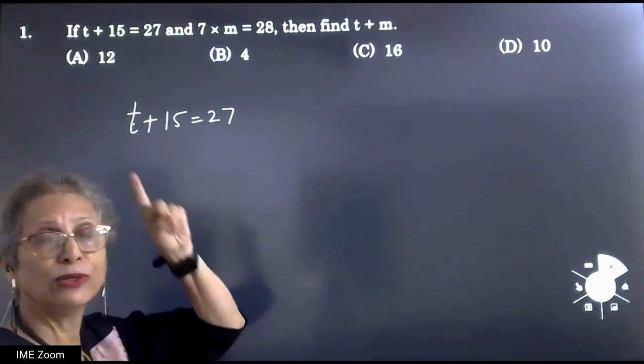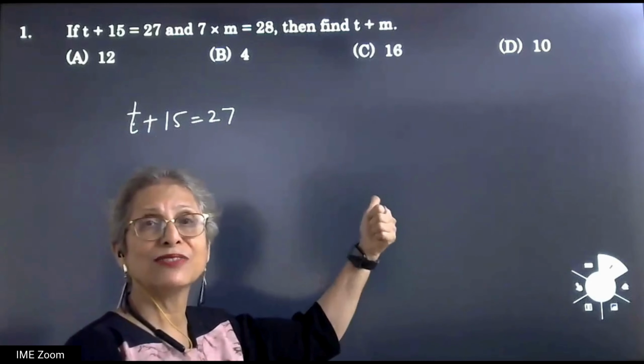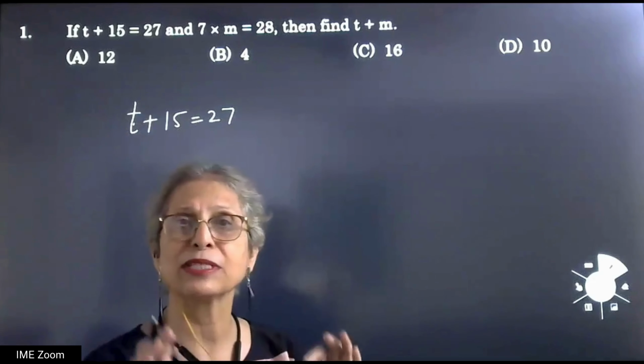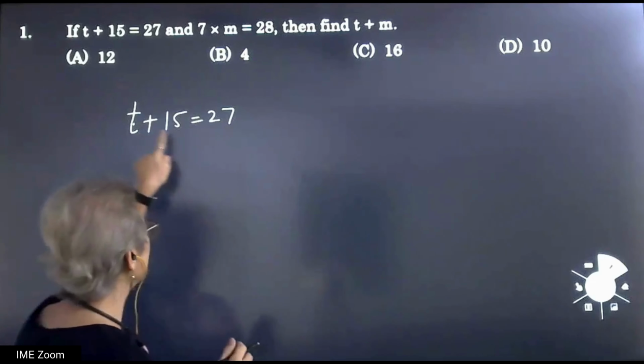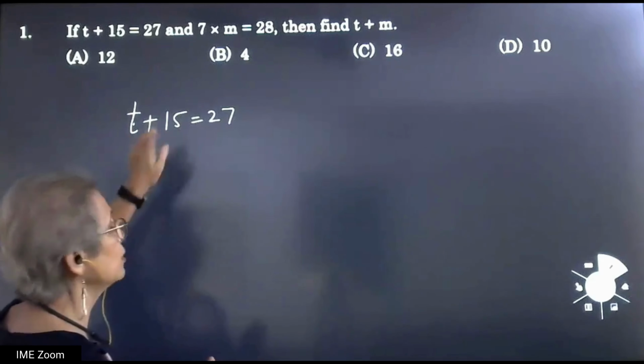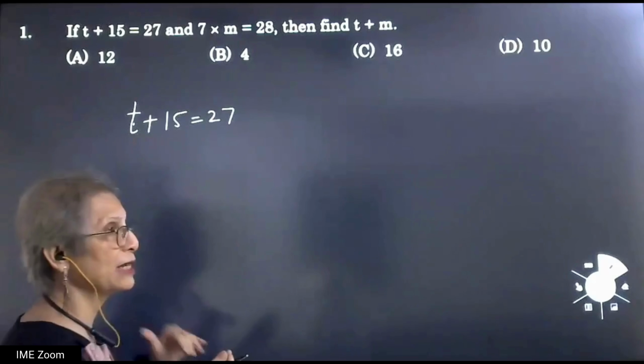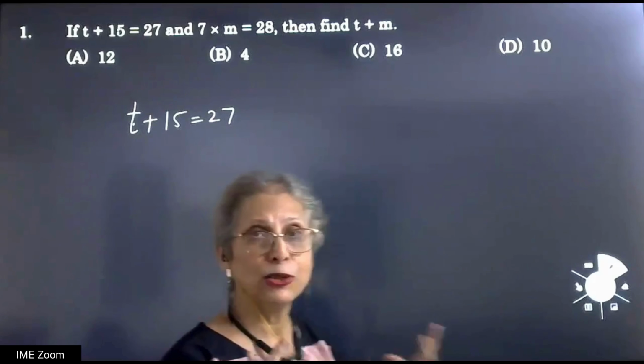It has a unique value. Only one value will satisfy. Satisfy this equation means both LHS and RHS must be same. So to get 27 here, something is to be added to 15. What is to be added to 15? Now for solving this type, as I have told you, there are two methods.